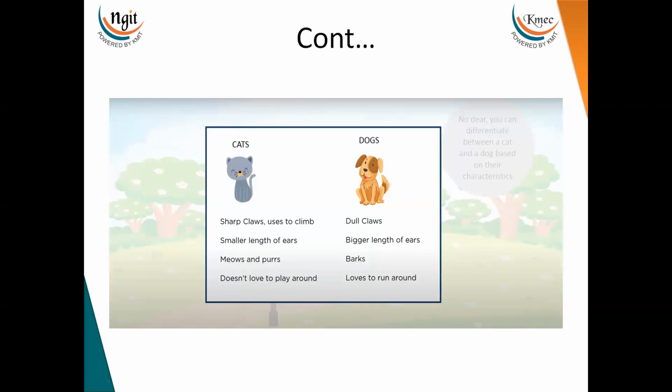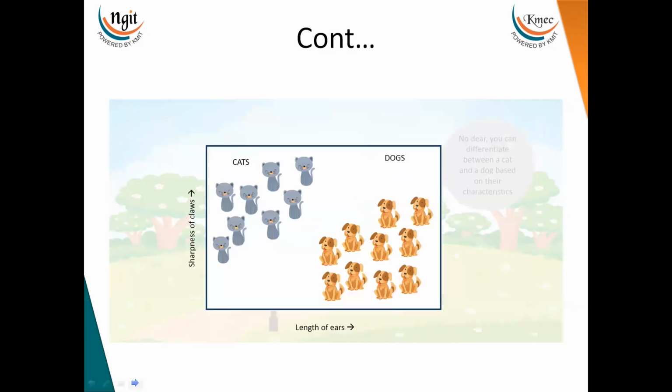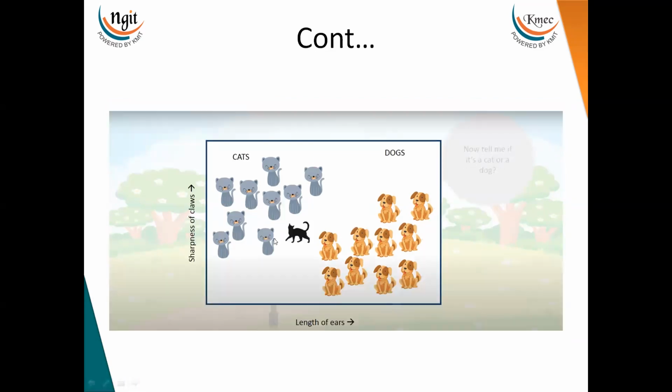But a small child, when he or she sees a cat or dog for the first time, cannot differentiate between them. Now, with the help of all these differences, I want to know, for the image the kid has seen for the first time, whether this is a cat or dog. We are taking two features into consideration: length of the ears and sharpness of claws. Using these two features, I want to identify whether the given image is a cat or dog. You can see in this image, this particular cat has sharp claws.